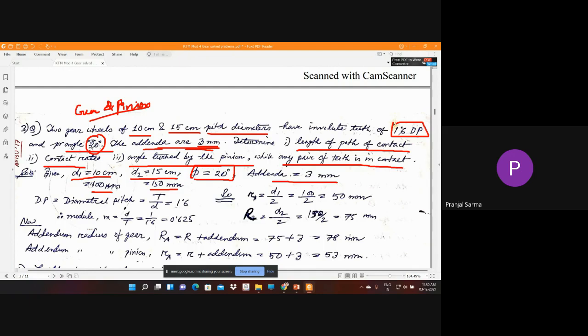Now in this question, if you note properly, it is given that it is of 1.6 dp. Dp means diametral pitch. So dp, that is diametral pitch, is nothing but 1.6, and we know it is just the inverse of module, that is T by D. For our understanding, we are interested in knowing the value of the module, small m. So m is just the reverse of diametral pitch, that is D by T. So that gives us the value to be 0.625 millimeter as the value of your module. Understood up to this much? Any confusion? How we are obtaining the module from the diametral pitch value?